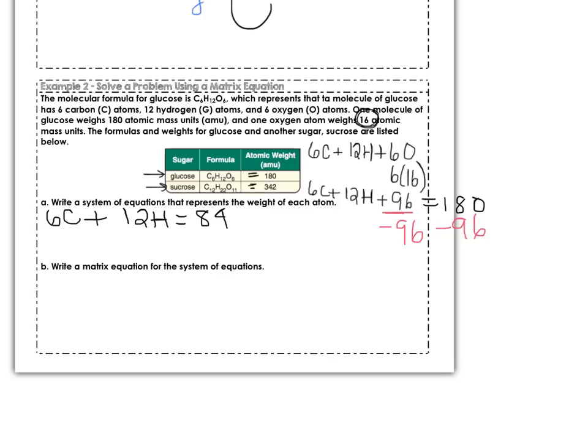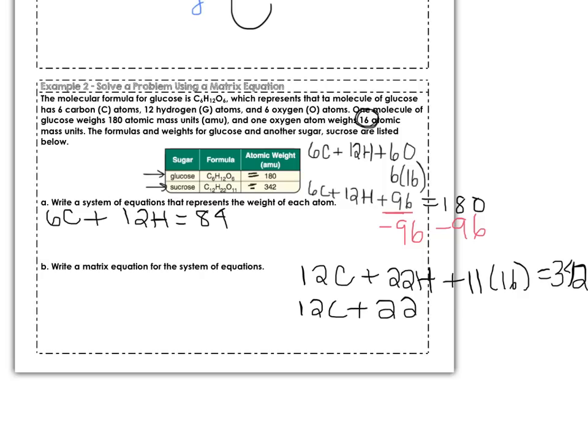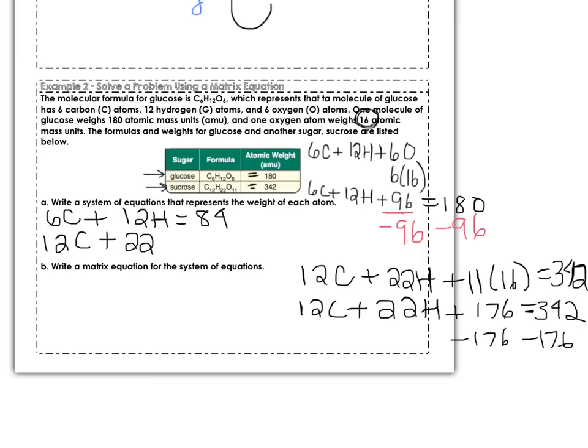We're now going to repeat the process for sucrose, but it's going to be a little bit different. So 12 carbon plus 22 hydrogen plus 11 oxygen, but we already figured out we've been given the oxygen value of 16, so we can plug that in, equals 342. So 12 carbon plus 22 hydrogen, 11 times 16, that gets me 176. Just like before, I'm going to subtract both sides by 176. And then that'll give me my 12 carbon plus my 22 hydrogen.